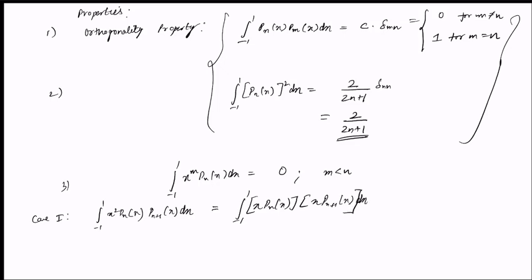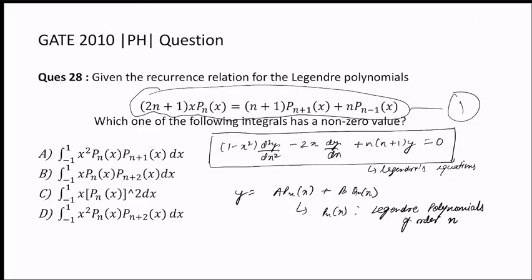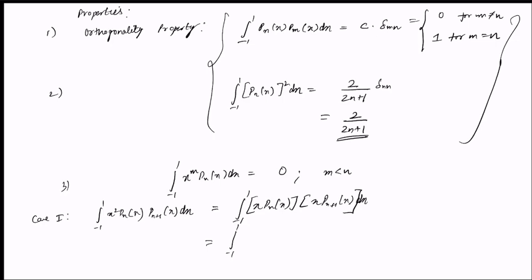You have just broken this in this form, and now you will replace x P_n(x) with this relation. x P_n is nothing but this upon 2n plus 1. So it will become (n plus 1) P_(n plus 1)(x) upon 2n plus 1, plus n P_(n minus 1)(x) upon 2n plus 1.